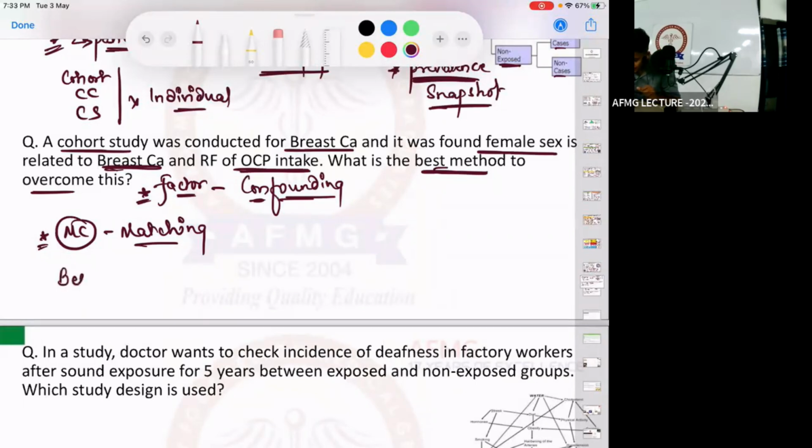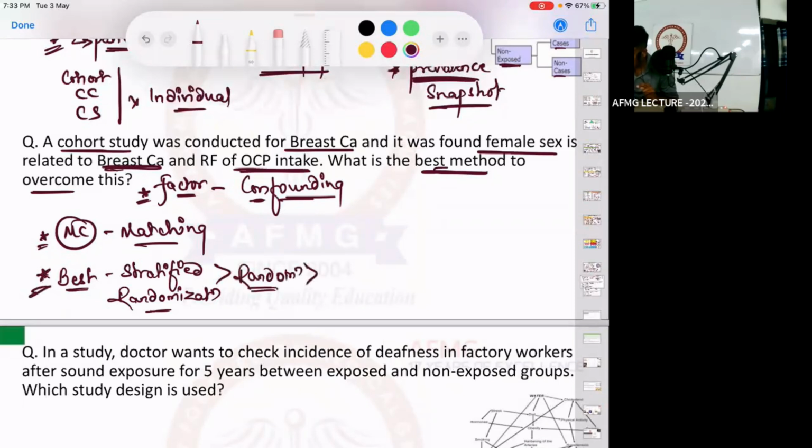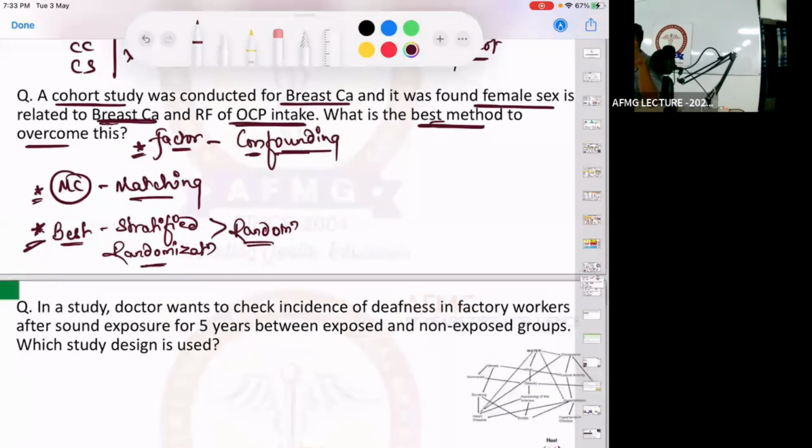But if I ask you, the best method to remove confounding is stratified randomization. If it is not in the options, then randomization. And if that is also not an option, then matching. So the best method to remove confounding is stratified randomization, and the most common method to remove confounding is matching. No issues with this, anybody?